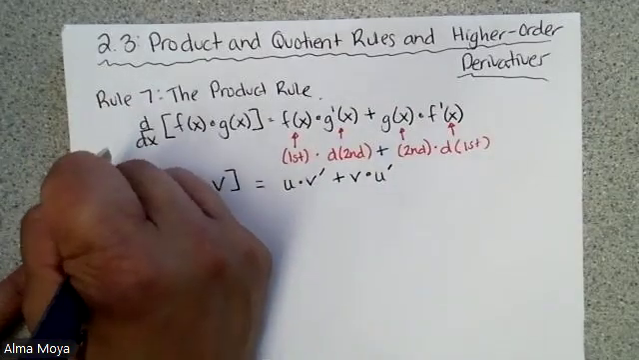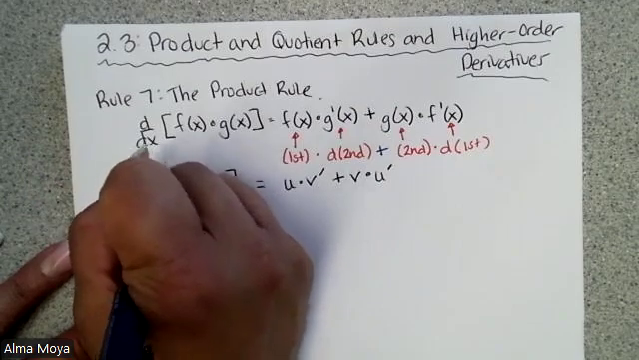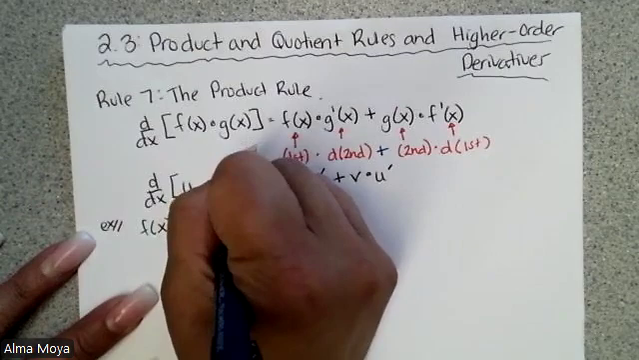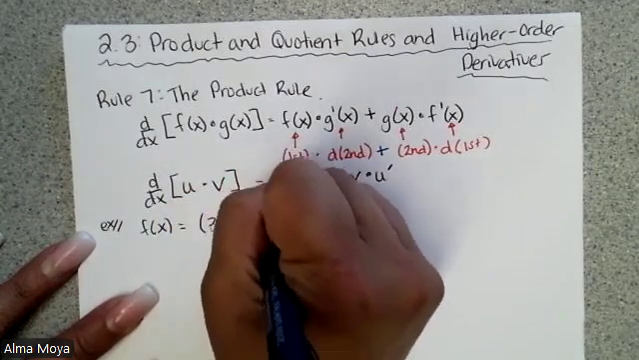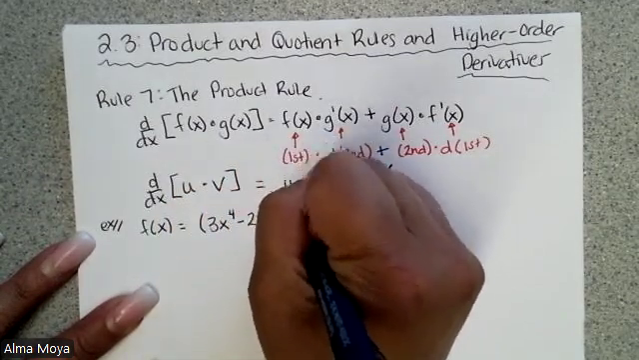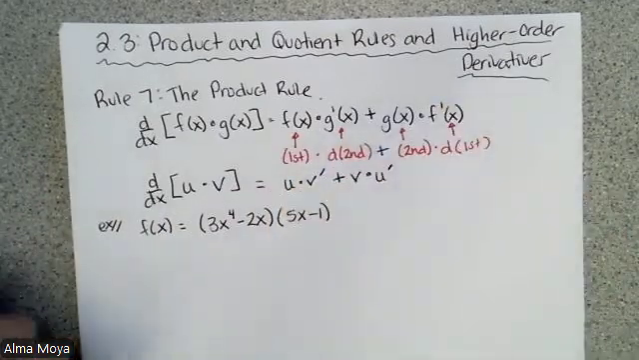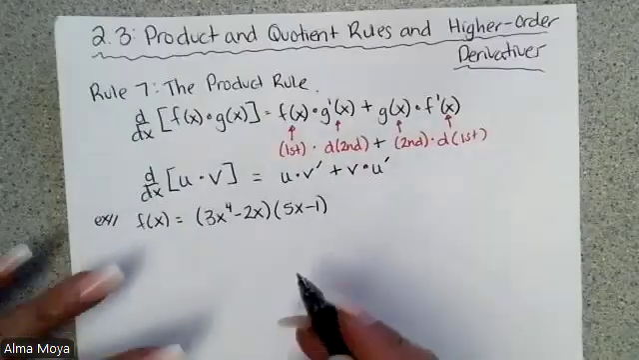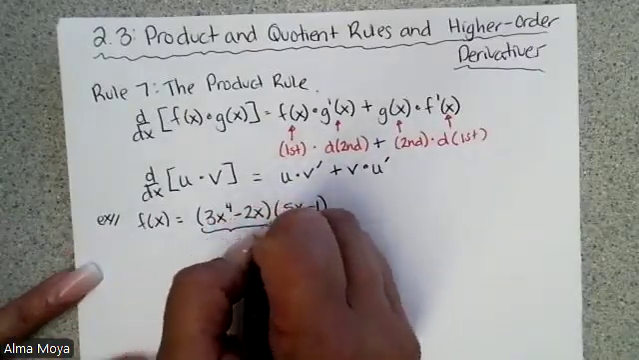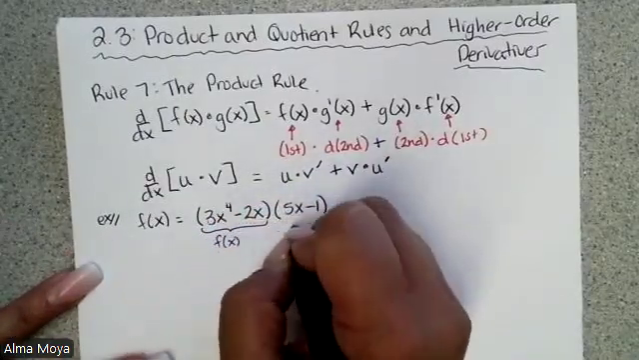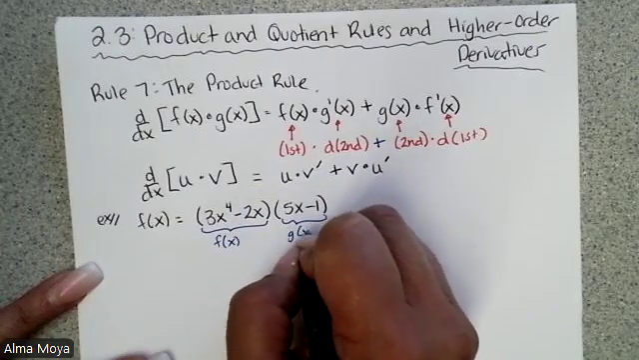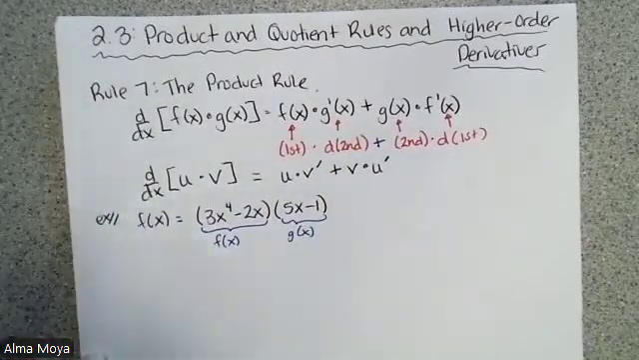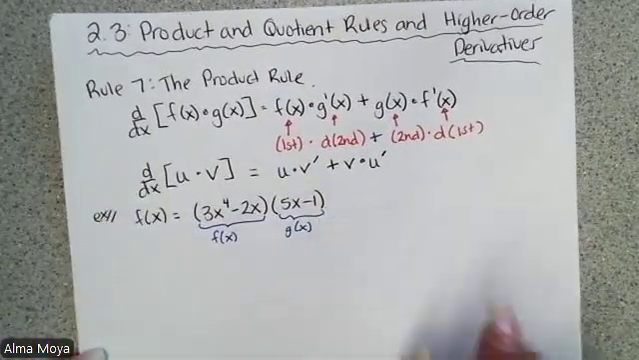So for the first example, I have f of x equals, the first function is going to be 3x to the 4 minus 2x. And the second function is going to be 5x minus 1. So right here, this is going to be your f of x. This is going to be your g of x. Or this is your u, this is your v. This is just the regular function.